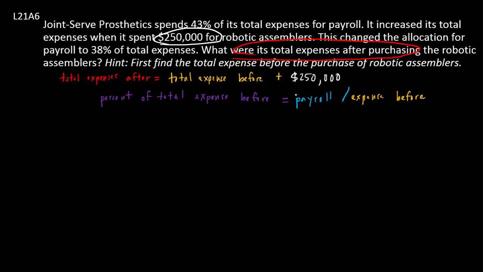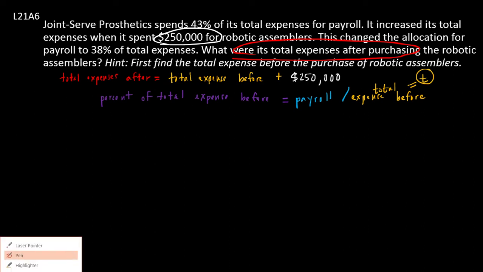So to figure out what the percentage for payroll was, they took what they were spending on payroll and divided it by their total expenses, and that gave them a percentage of what they were paying on payroll. So we're just reverse engineering this. Now to shorten things up, I'm going to let T equal total expenses before. So total expenses before is going to be T.